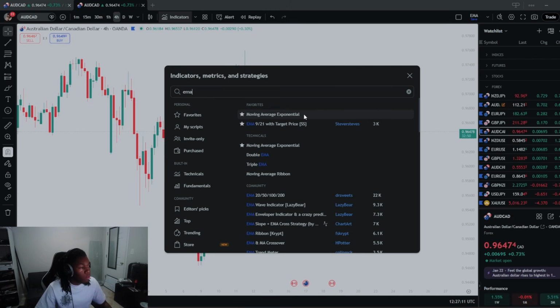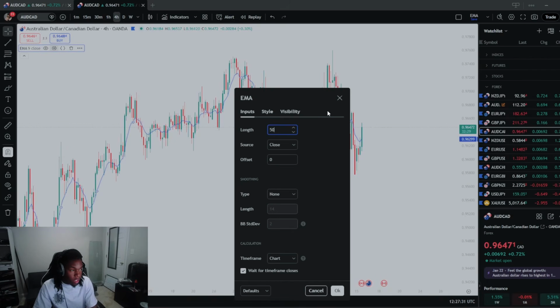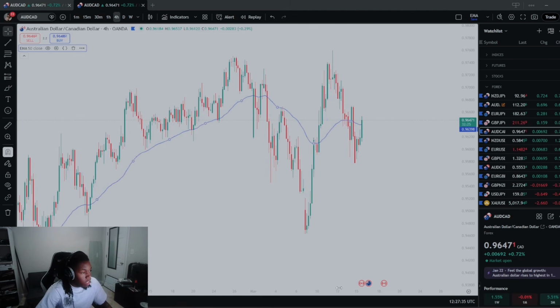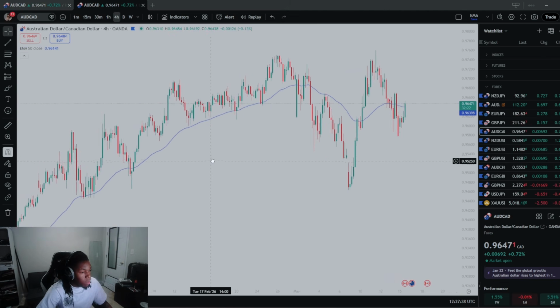EMA stands for Exponential Moving Average. So this is what we're going to be using here. What we're going to do is change EMA 9 to 50. And that's the EMA 50 that I like to use. It is going to make a slight adjustment to your chart.